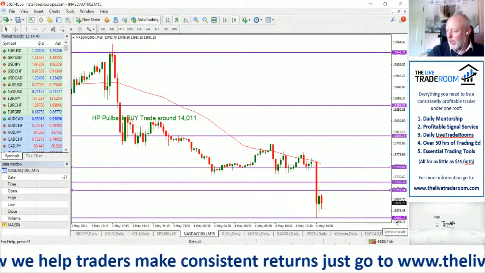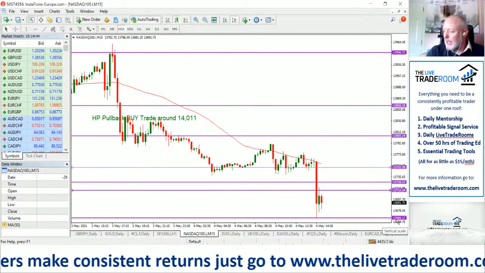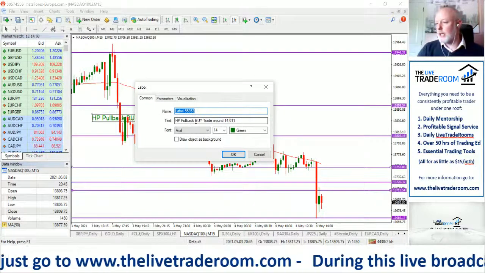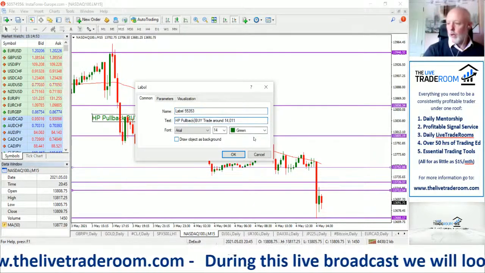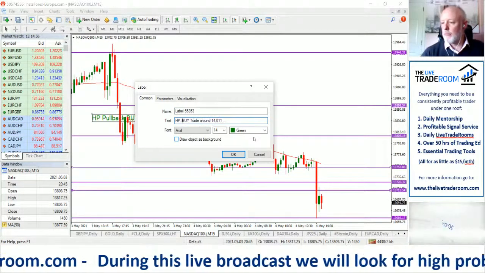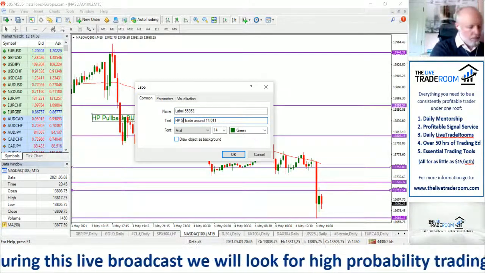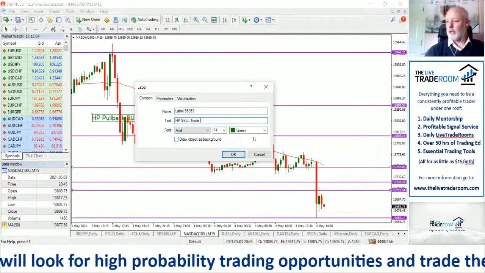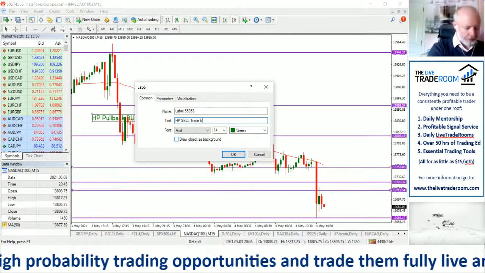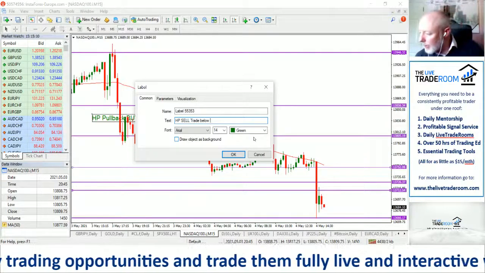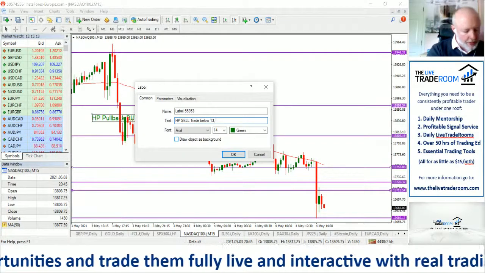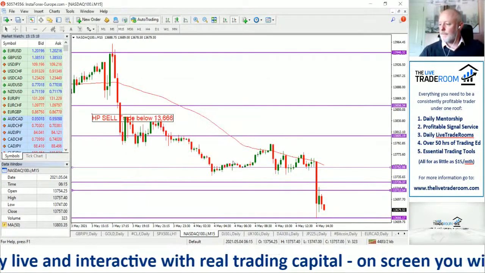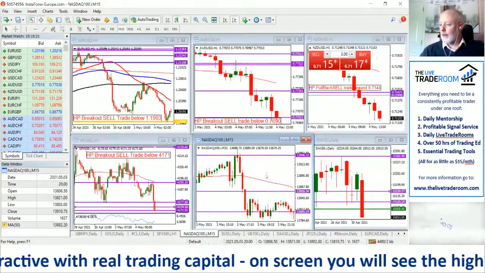So now we want to see if this market can close below the 13,666 level. So that's what we'd be looking to get into. So this is a high probability sell trade below the 13,666 level. And because we're looking to sell it, I'll just change it to red. So that's the Nasdaq.